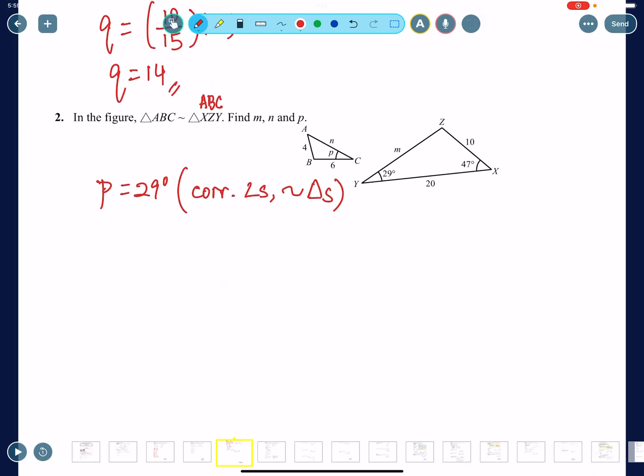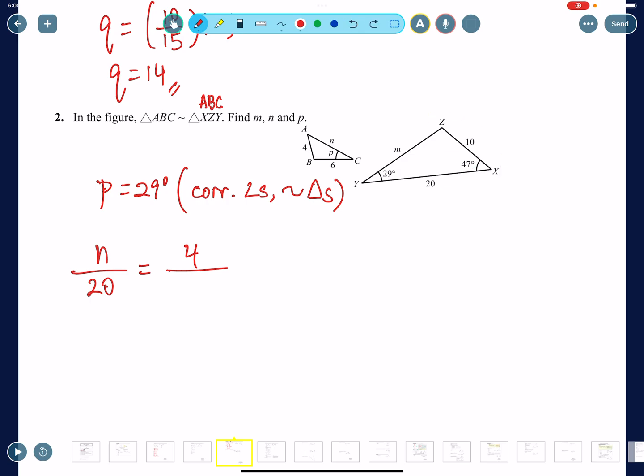Next, so let's go for N. N is between AC. AC is the first, the last. XY for the other triangle. XY is here, 20, right? N matching with 20, N over 20. And this is the small triangle. Get another number for the small triangle, 4. 4 is between AB. AB, first two letters of the other triangle, XZ.